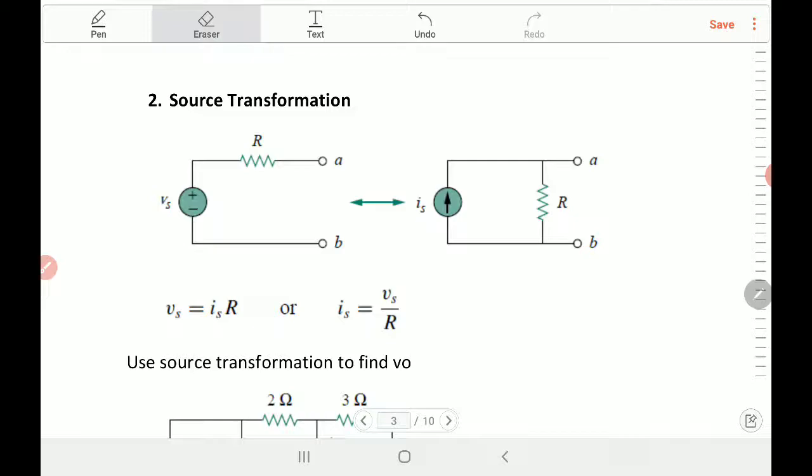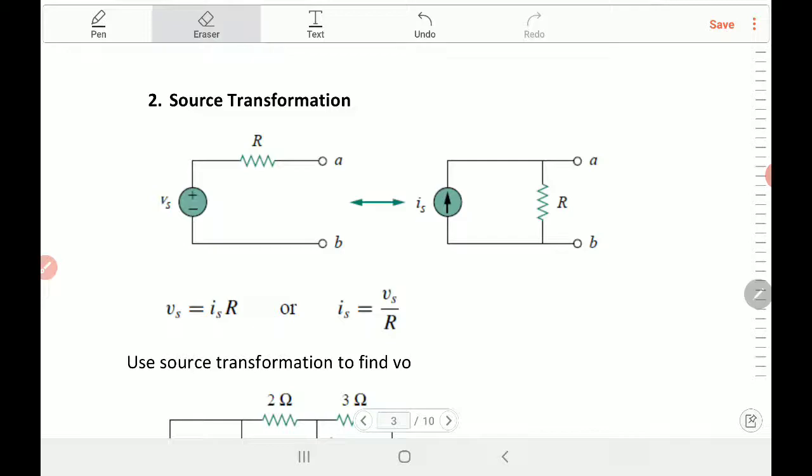Okay. Question: how can we transform a voltage source into a current source? Simple. The voltage source is always connected in series to a resistor. So to find the value of the current source, divide the voltage by the resistor. So you'll have IS is equal to VS over R. And you connect the resistor in parallel to the current source that you got. So that's how you transform it.